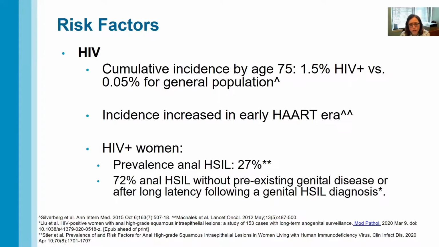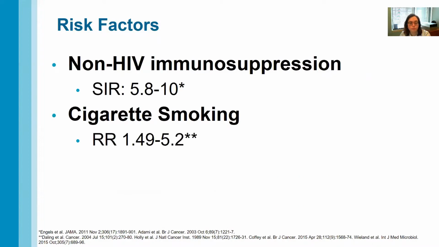Now, when it comes to HIV-positive women, a study of 153 patients with long-term anogenital surveillance shows that a lack of high-grade squamous intraepithelial lesions in an HIV-positive woman does not preclude her from having anal squamous preneoplasia. They found that 72% of anal HSIL occurs in these women without a history of pre-existing genital disease or after a long latency following a genital HSIL diagnosis.